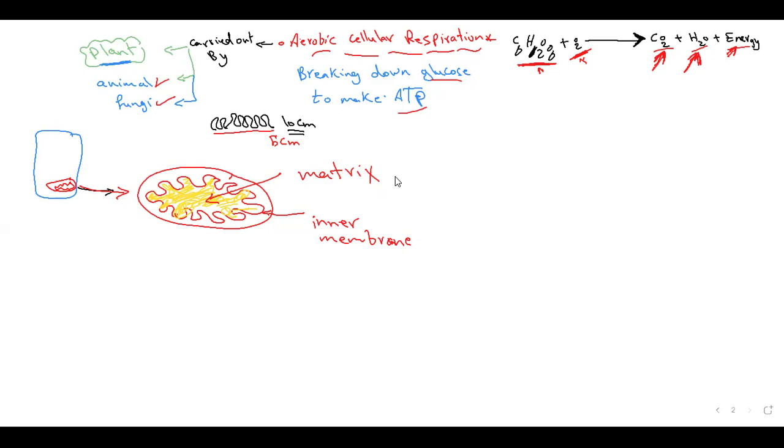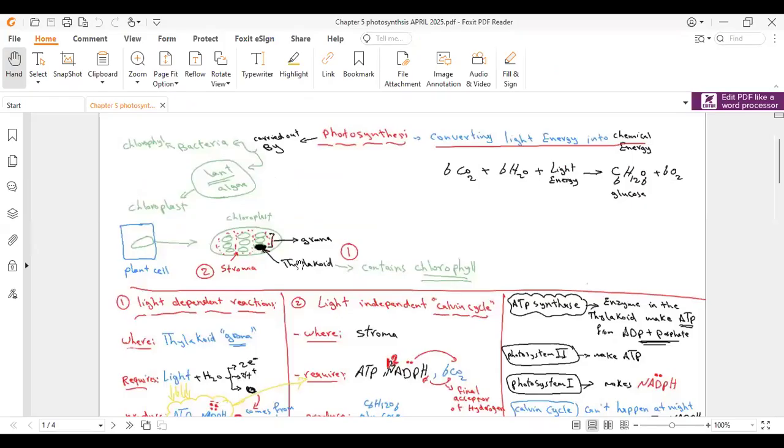Look, we said here the chloroplast also is made up of grana and stroma. The light-dependent reactions happen in the grana, and the light-independent reactions happen in the stroma. Okay? Now, let's speak about the process of today.